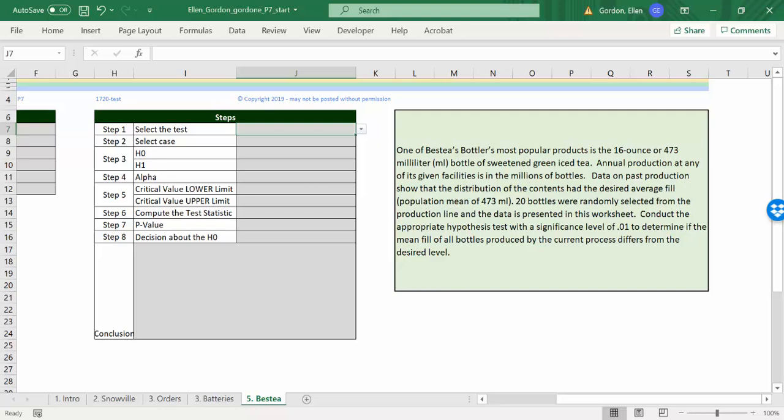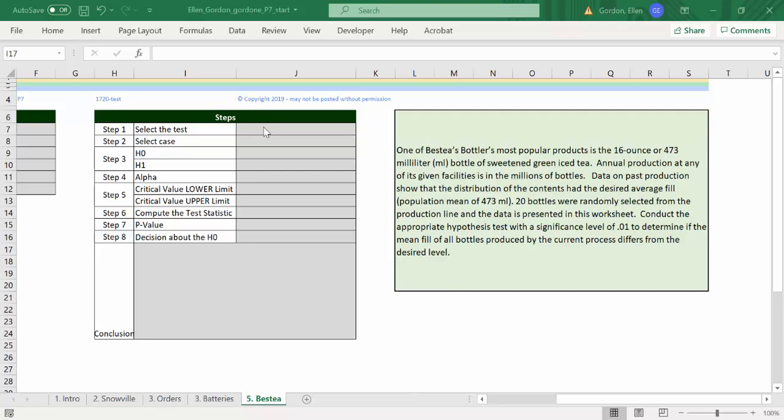Data on past production show that the distribution of the contents had the desired average fill, which was a population mean of 473 milliliters. 20 bottles were randomly selected from the production line, and the data is presented in this worksheet. Conduct the appropriate hypothesis test with a significance level of 0.01 to determine if the mean fill of all bottles produced by the current process differs from the desired level.